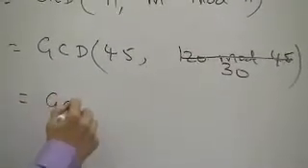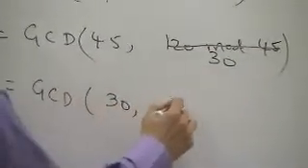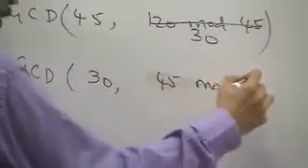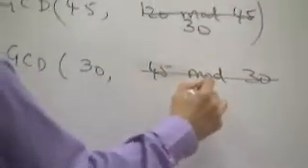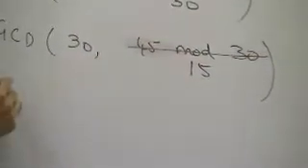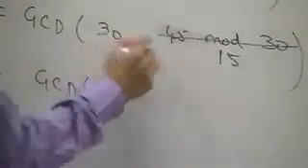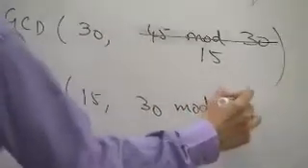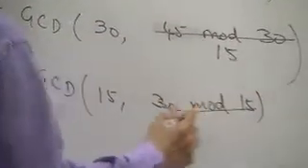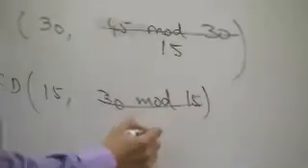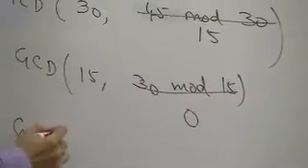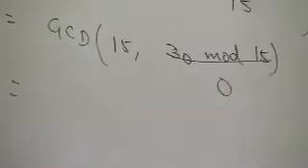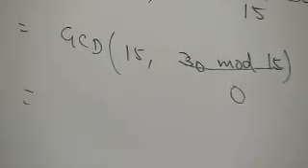And then this is GCD of 30 comma 45 mod 30. So this is another division. What is this? 15. And then GCD of 15 comma 30 mod 15. What is that? 30 mod 15 is 0. So you have GCD of 15 comma 0.